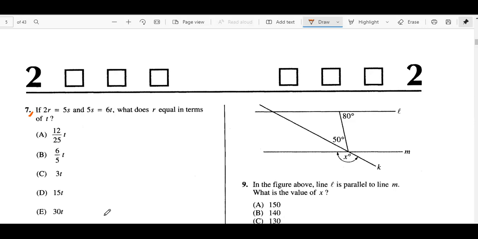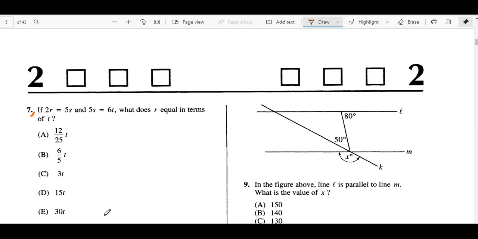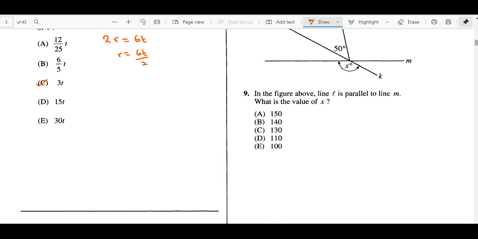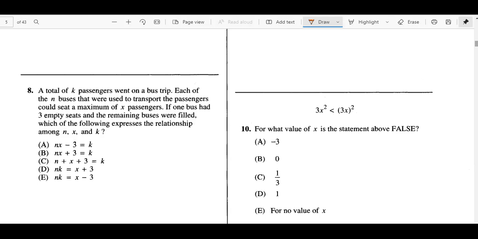Okay, let's talk about the 7th question then. Because here clearly 5s and 5s are seen. So all we had to do is write 2r equals 6t. We need r in terms of t, so r would be 6t by 2. That is 3t. Okay, so C is the answer. Very good. Okay, let's talk about the 8th question then.